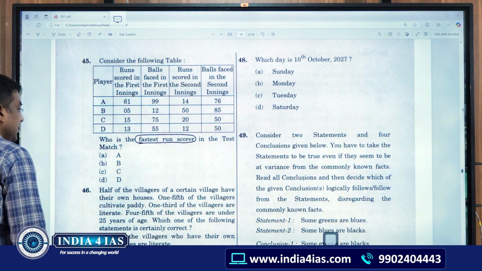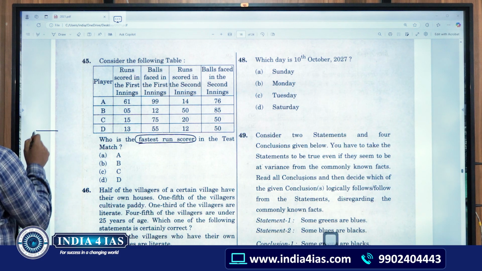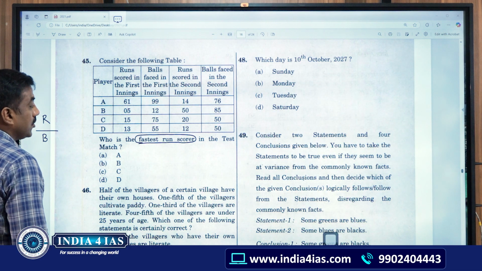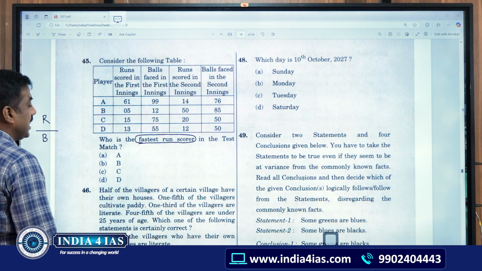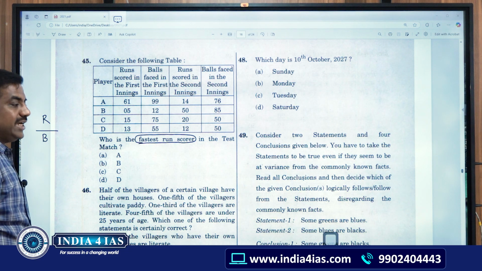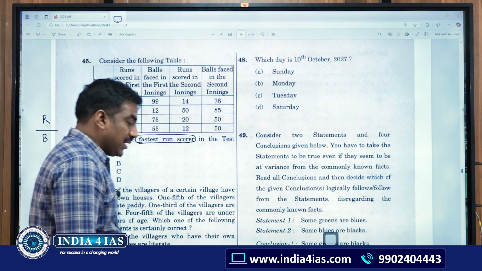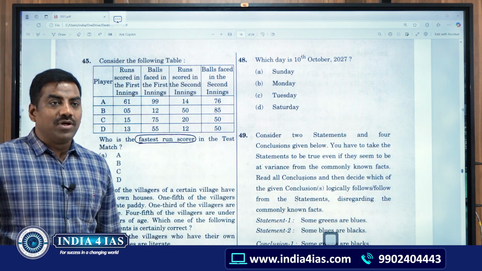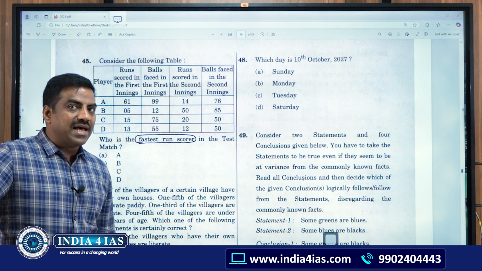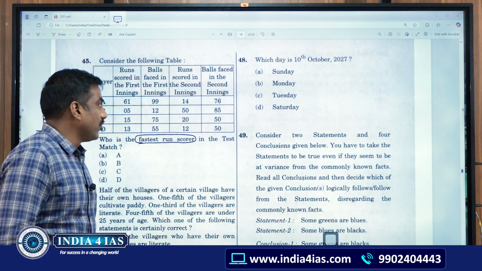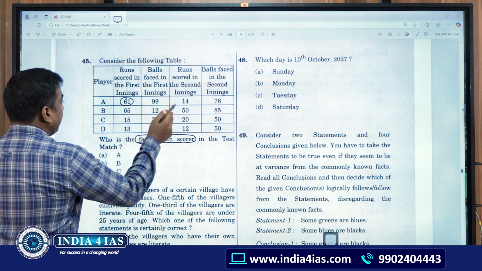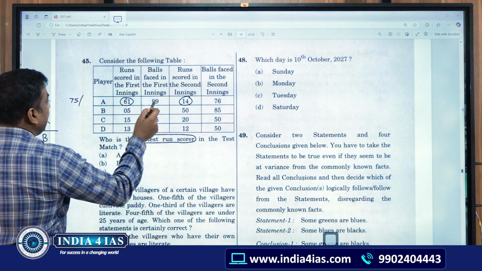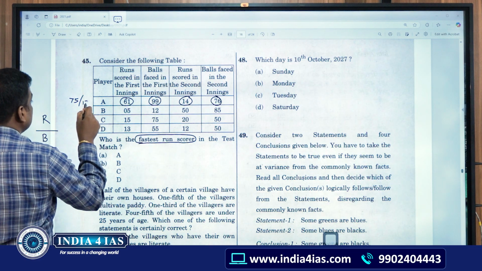So when we say fastest, then definitely it is the runs scored divided by the balls taken. Here you can take the innings individually or combined. Better we combine both, because it is not just a matter of one innings. For all the innings that they have, we should calculate. So in this case, A: 61 plus 14 is 75, out of how many balls? 99 and 76, that is 175.